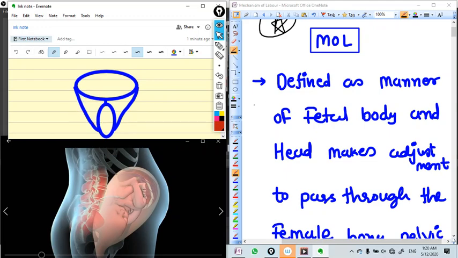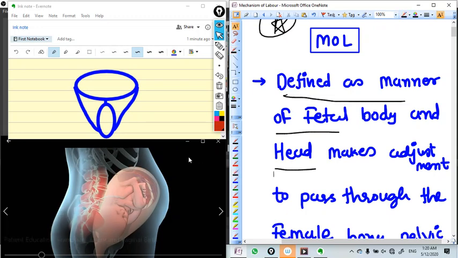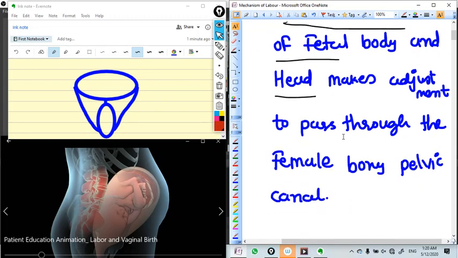Now let's start from the definition. The mechanism of labor is defined as the manner in which the fetal body and head make adjustments during passing through the pelvis. This manner is the mechanism of labor. We need to understand how, in which manner, the fetus is able to pass through the pelvis, which is actually a miracle thing.